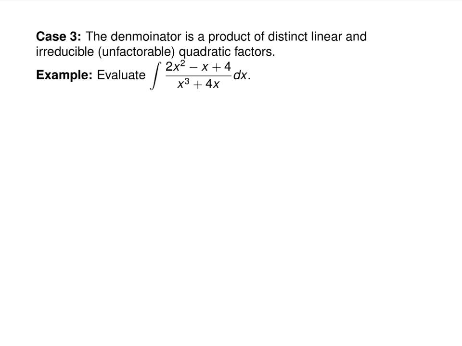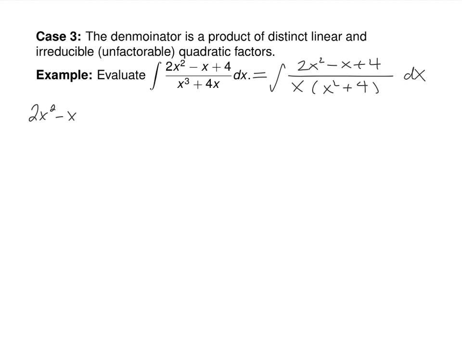Now next, we could have a case where the denominator is a product of distinct linear and irreducible or unfactorable quadratic factors. So here is an example of that. This denominator factors into x times x squared plus 4. And x squared plus 4 is a quadratic, meaning it has a degree of 2, that does not factor. And so that same theorem that I'm afraid I really can't prove to you, but I can tell you how it works, says that expressions of this form have the following decomposition.